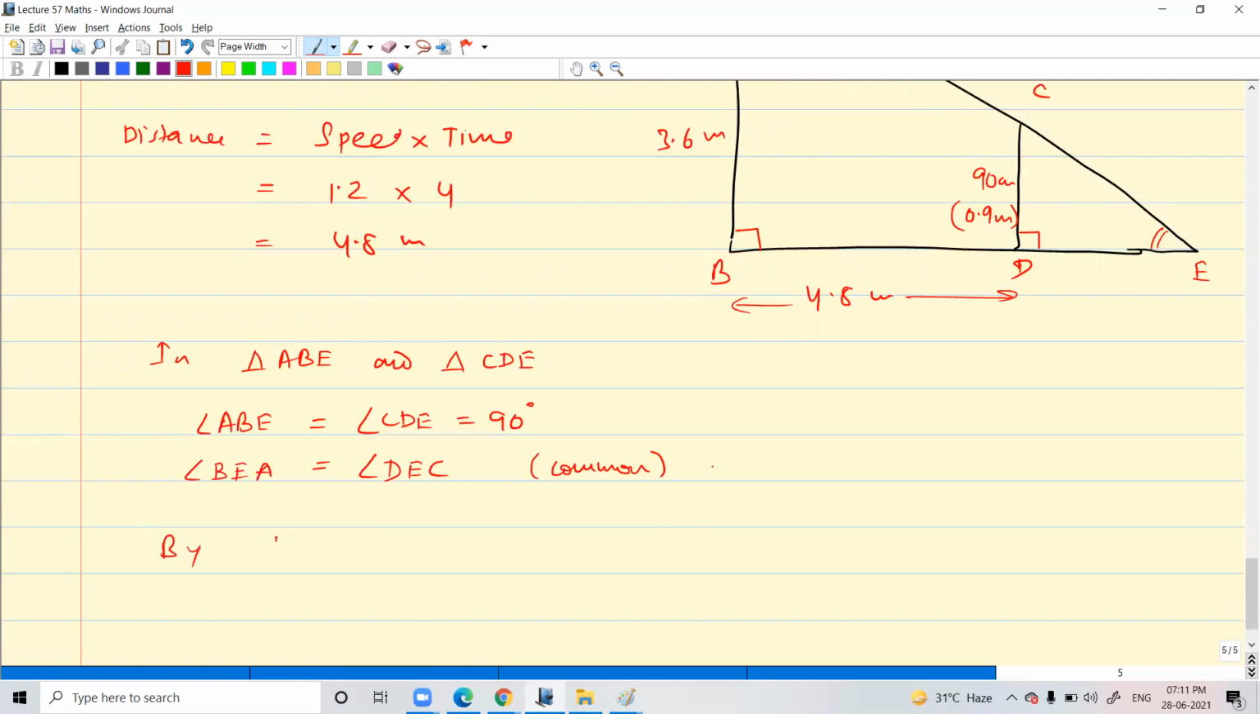So we'll say by angle similarity criteria. Sir, is DE 1.2, sir? DE, okay, let's see. I've not calculated it. It will be there in the answer, no? Just check it out, NCERT answer. Yes.